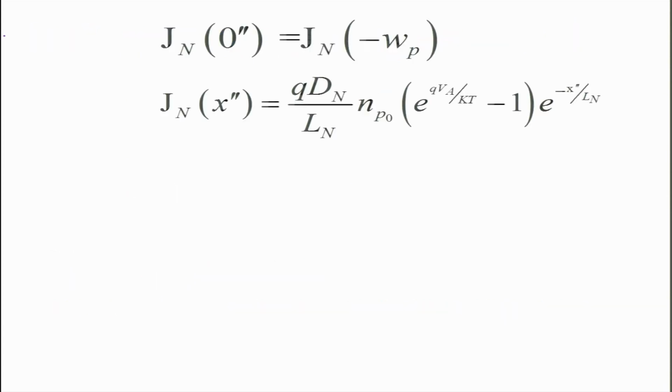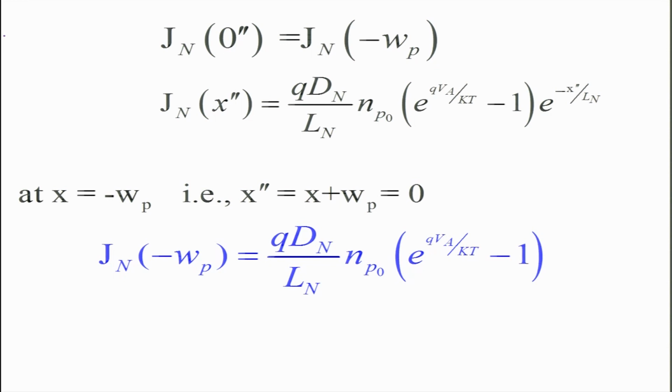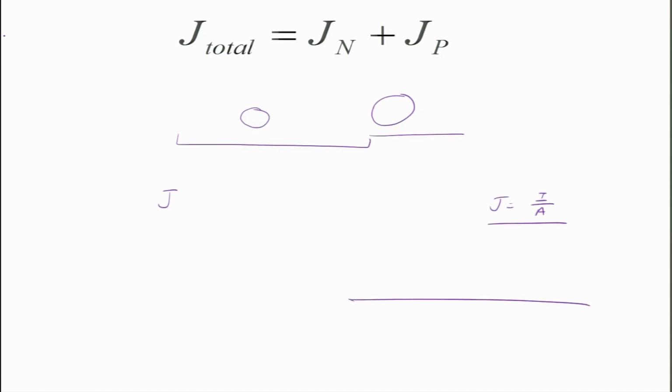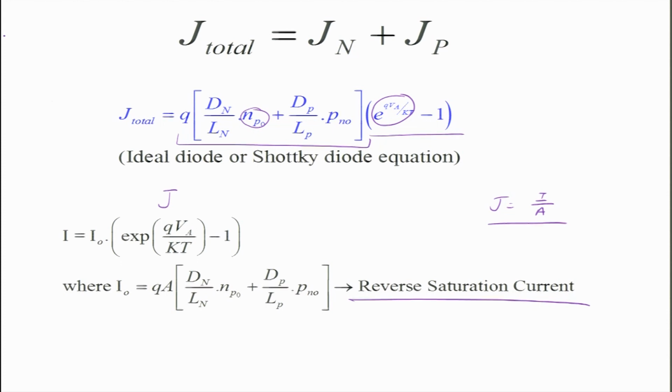So then again you do the simple thing. Since we want to calculate Jn at minus Wp, you replace x double prime by 0, so at minus Wp, x double prime is equal to 0. Hence this Jn at minus Wp is nothing but q Dn divided by Ln into Np naught into exponential qVa by kT minus 1, and then you sum them up, and what we get is the famous diode equation that you obtain, and that is what gives you the exponential relationship of diode current.